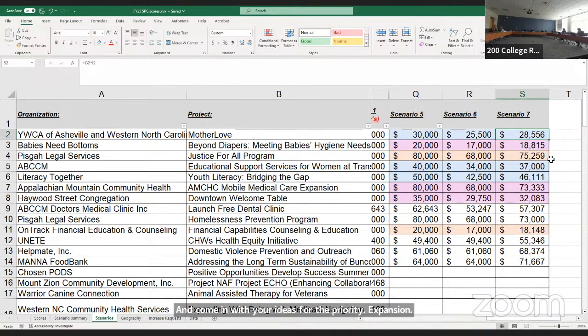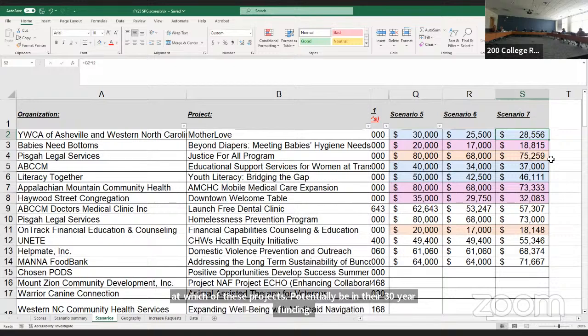And staff will provide in the interim the updated spreadsheet with these scenarios, as well as the previously funded projects from the last few years. And also happy to look at which of these projects would potentially be in their third year of funding if they were to receive an award this year.